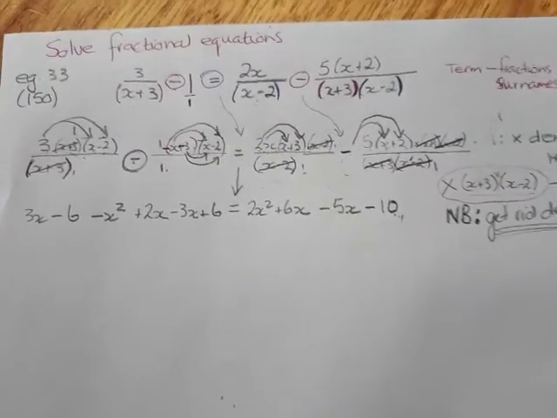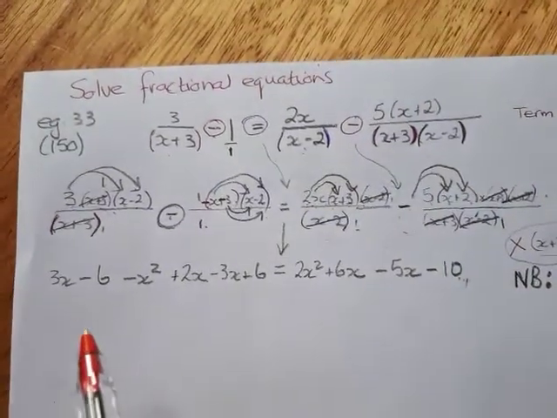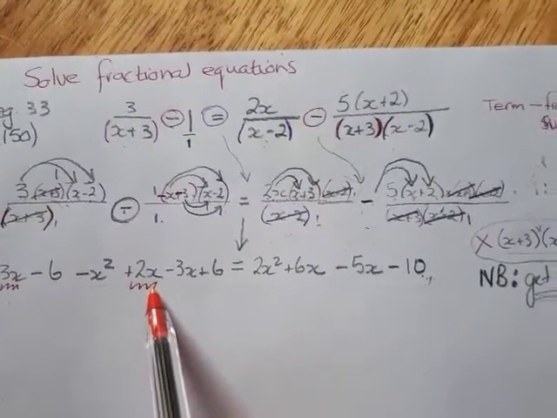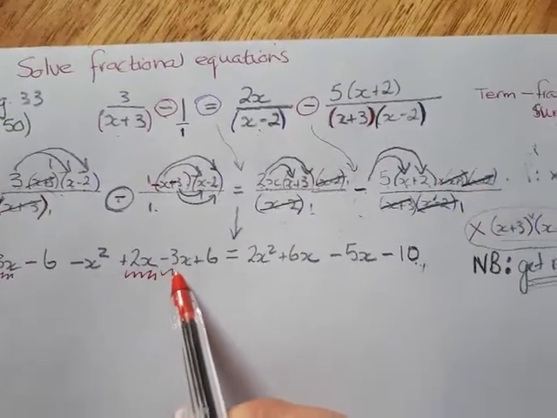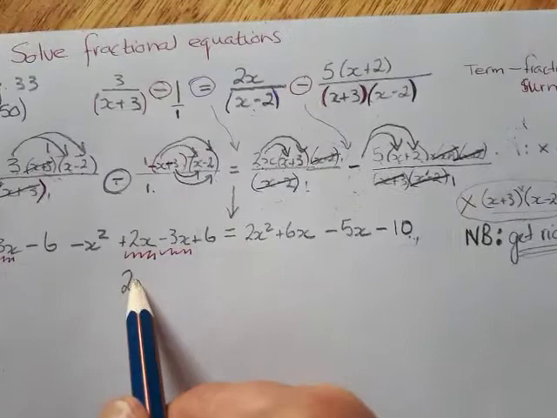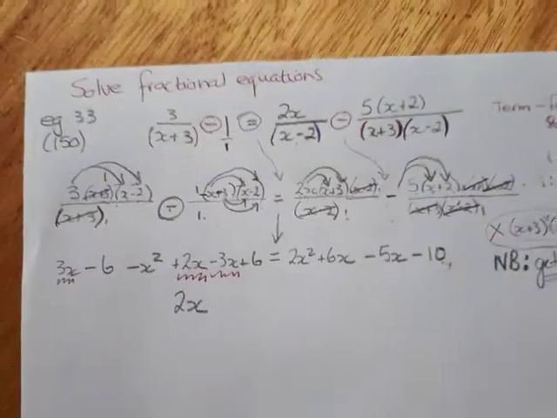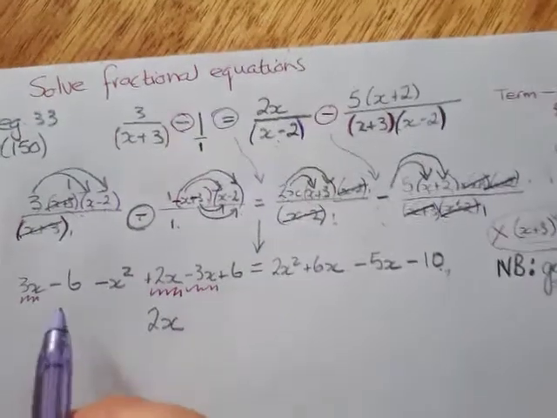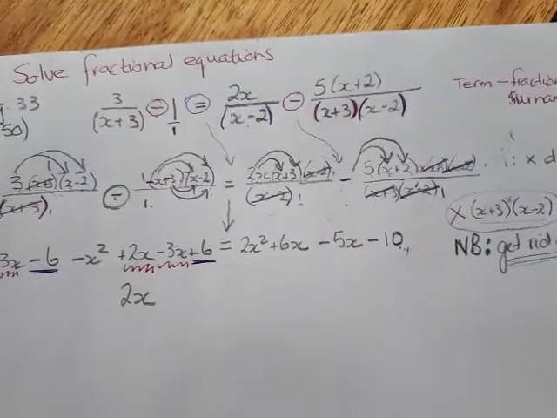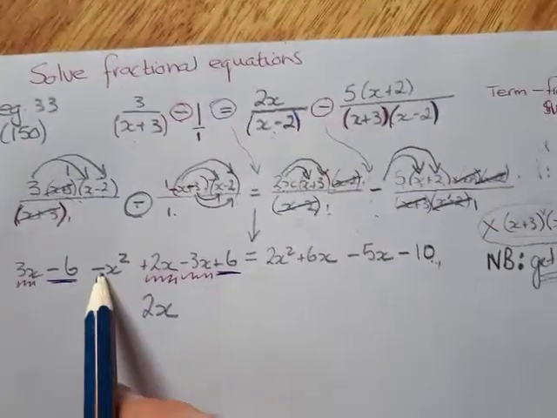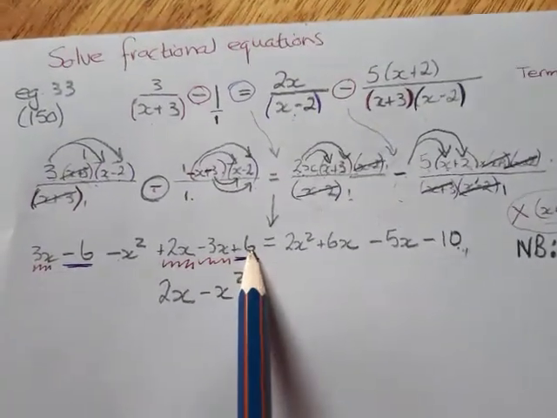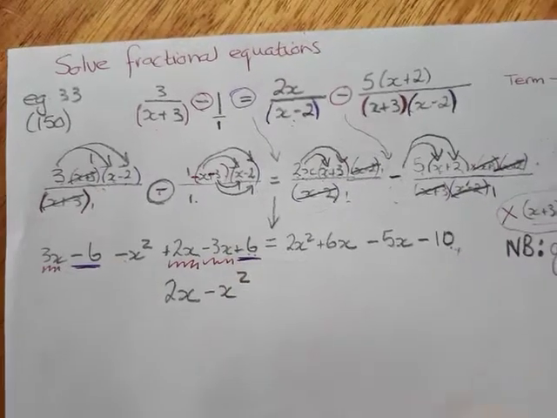So now what do we do? We're going to collect like terms. Okay, we've got 3x plus 2x is 5x minus 3x is 2x. Okay. Then I have negative 6 plus 6, people, that is 0. And then I still have negative x squared left over. So that's collecting like terms, adding kudus and donkeys as I taught you.